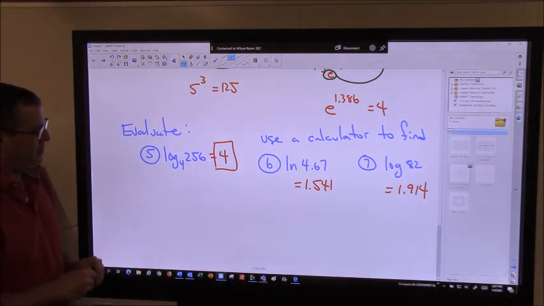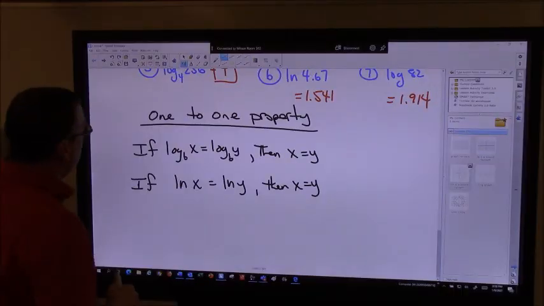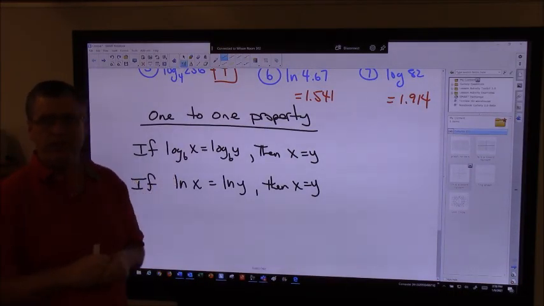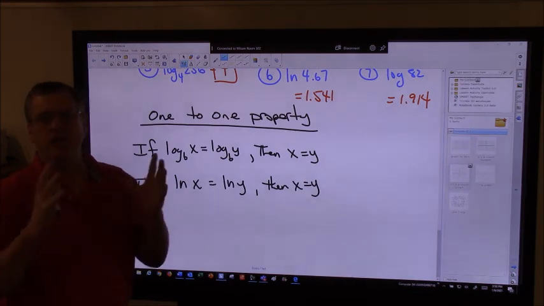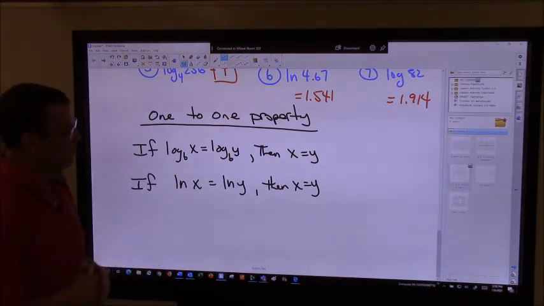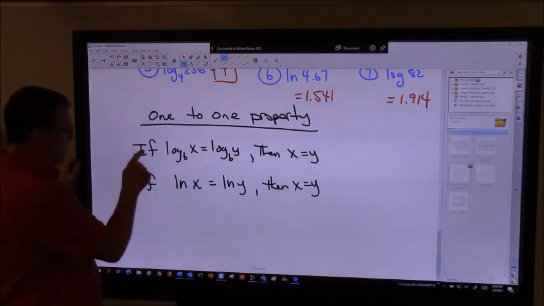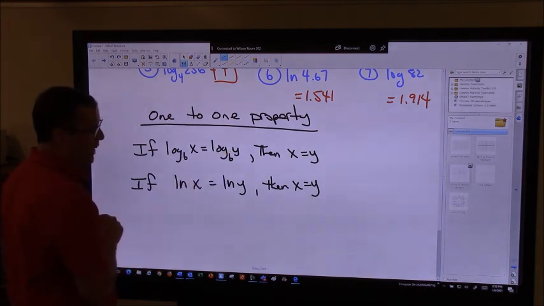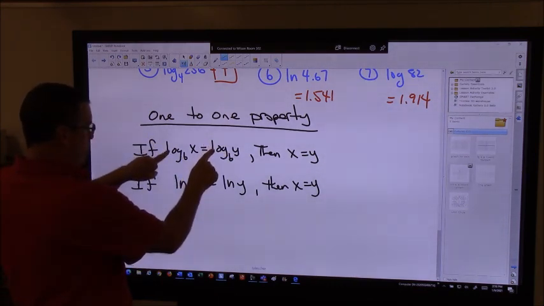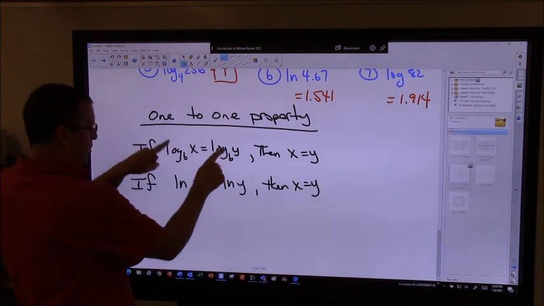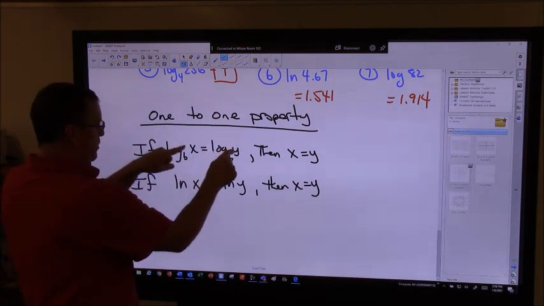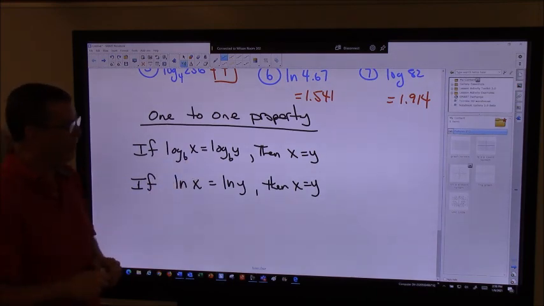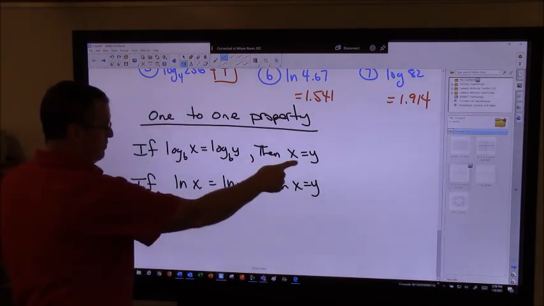All right, let's see what else we got here. So the other day we talked about the one-to-one property, right? And I think I told you guys in the video, it comes in a lot of different formats. Here's another format. If I say that log base b of x is equal to log base b of y, I've got a log on both sides, I've got the same base. The only way these can be equal is if I'm taking log base b of the same thing. So x has to equal y. That's what we're saying here, okay?